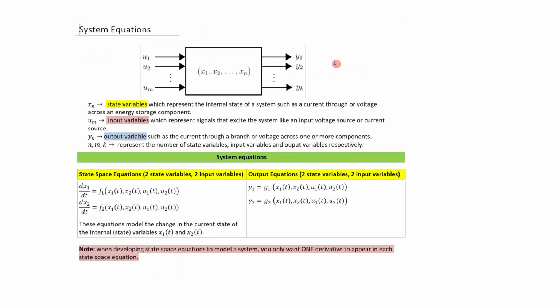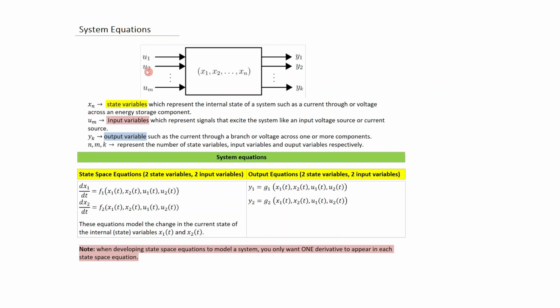All right, so now we introduce a small signal framework, and we start with what we call system equations. What I've shown here is a box, and these x1, x2 to xn refer to what we call state variables. We'll talk a little bit more about them. These represent the internal state of the system, such as a current through or voltage across an energy storage component. So for instance, if we talk about a capacitor, we will associate the capacitor voltage with the state variable. If we're talking about the inductor, we're going to associate the current through the inductor with the state variable.